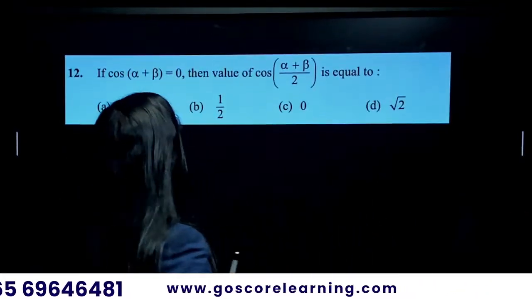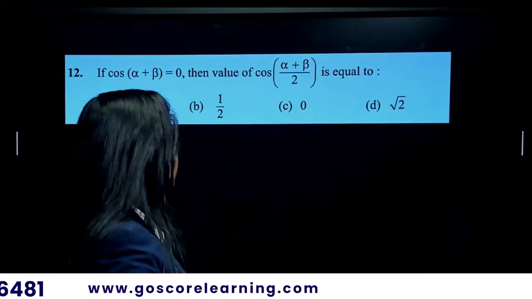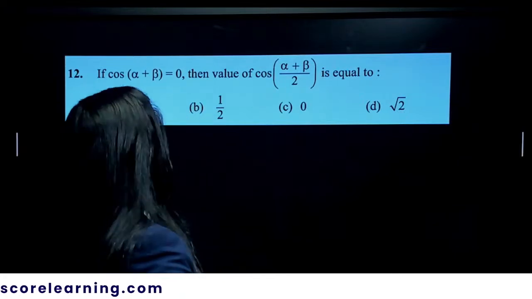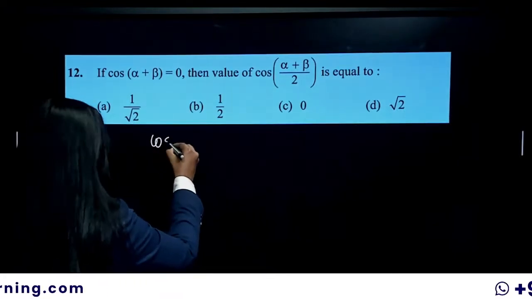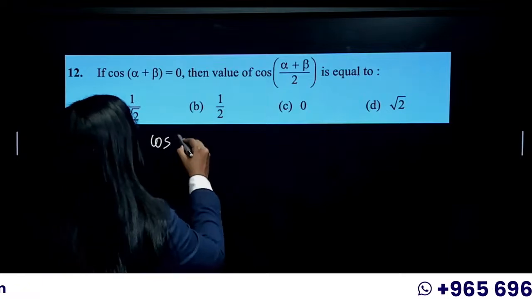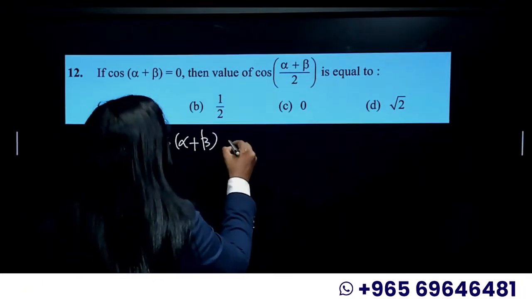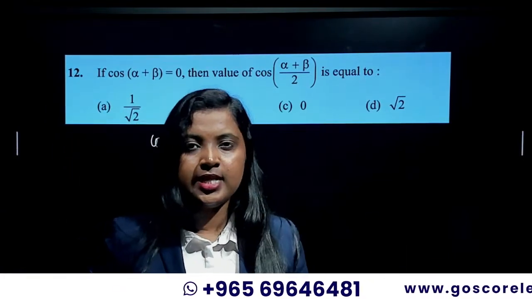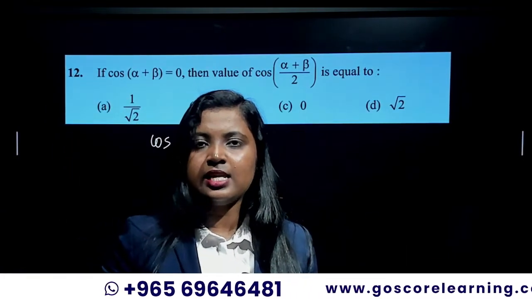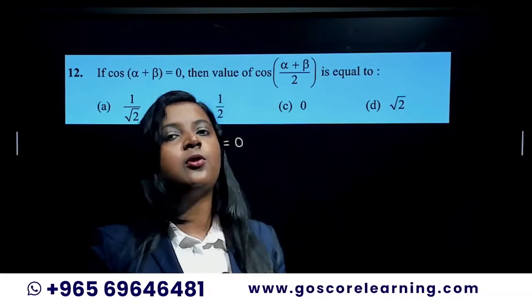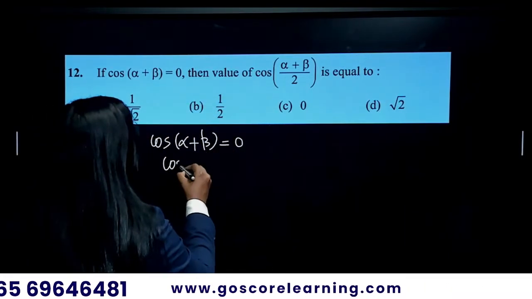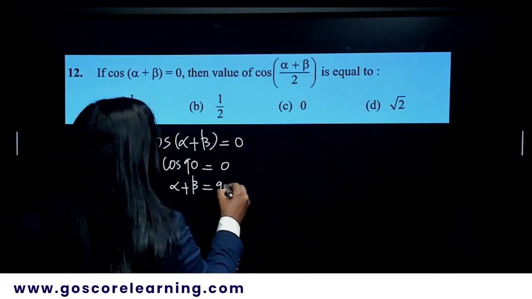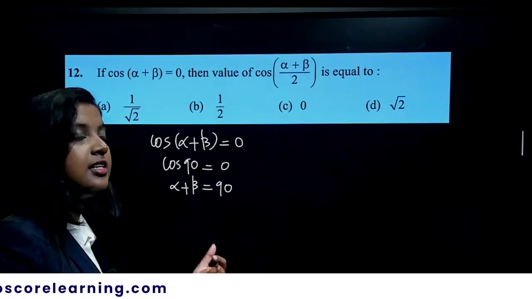You have cos of alpha plus beta is equal to 0. Then the value of cos of alpha plus beta by 2, you need to find that. So cos of alpha plus beta is equal to 0. You have to check which angle of cos is giving you 0. Is it 0, 30, 60, 90? Yeah, cos 90 is equal to 0. So cos 90 is equal to 0, from this alpha plus beta is equal to 90.